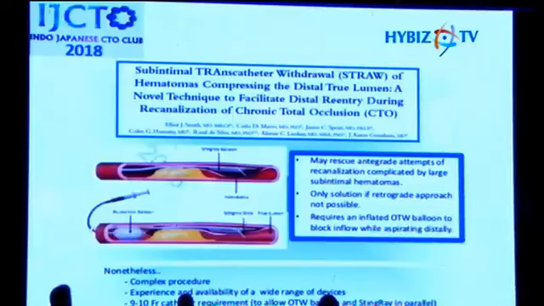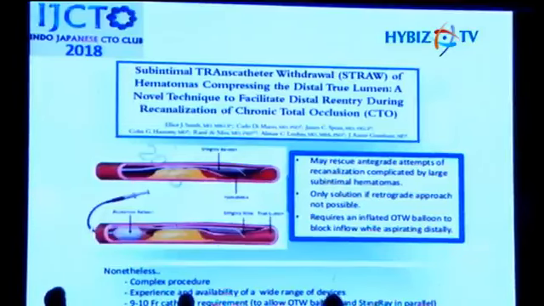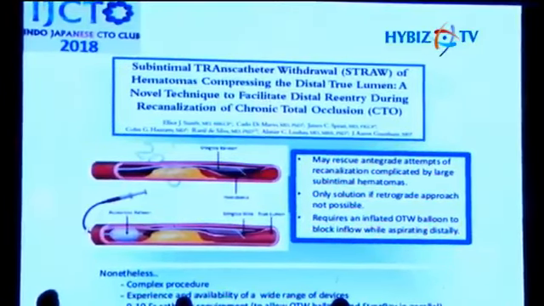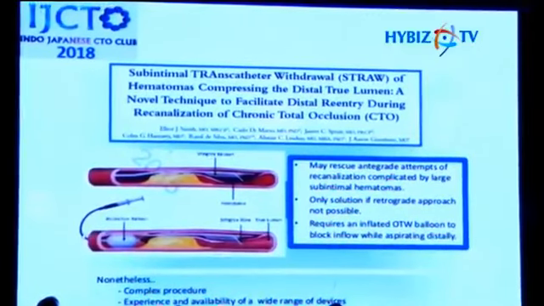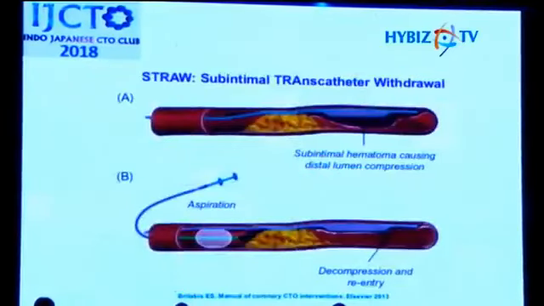It may rescue antegrade attempts of recanalization complicated by large hematomas. It is the only solution if no retrograde approach is possible in a particular case, and requires an inflated over-the-wire balloon to block inflow while aspirating distally. Nonetheless, it is a complex procedure. It needs larger bore guiding catheters, maybe 8 French. Experience and availability of a wide range of devices is required. Catheter requirement sometimes goes up to 9 French also. So this is how they typically described it.